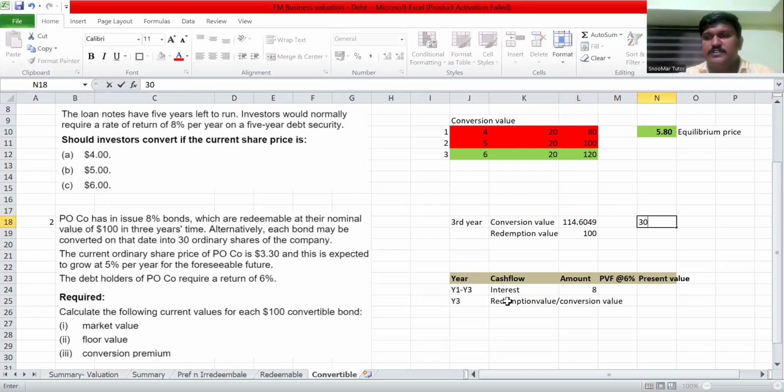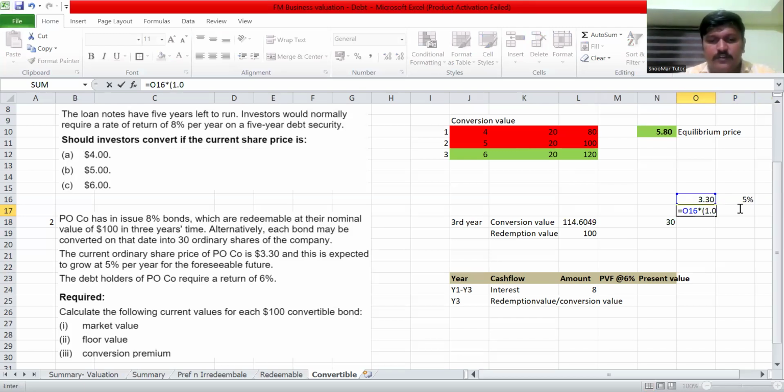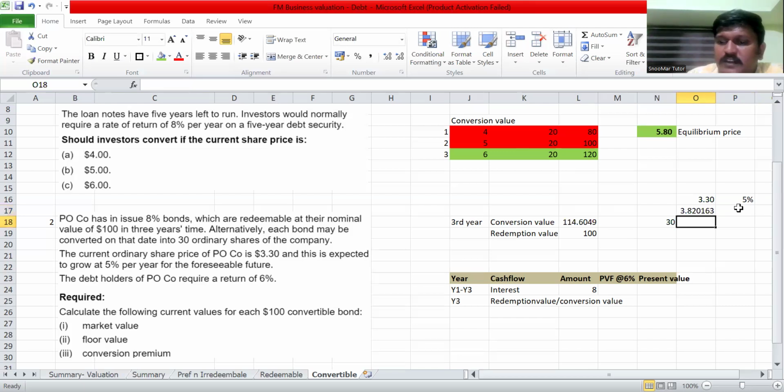The share number for conversion is 30. The existing share price was 3.30. The growth rate is 5%, and this 5% is increasing per year: first year 5%, second year 5%, and third year 5%. The share price is increasing at that rate, meaning 1.05 raised to 3 years. So after 3 years the share price would be 3.82. We are converting at the rate of 3.82 multiplied by 30. So that is the value 114.6049.